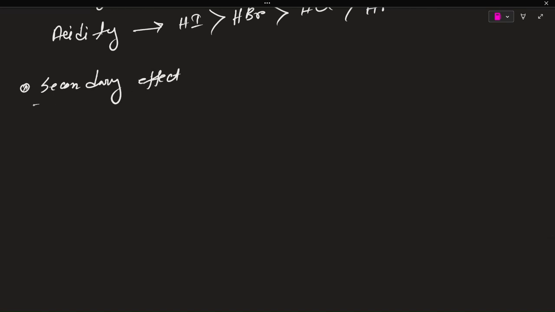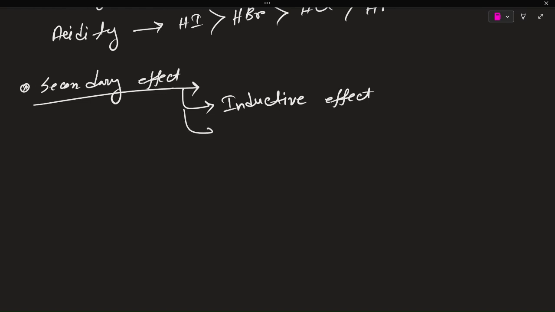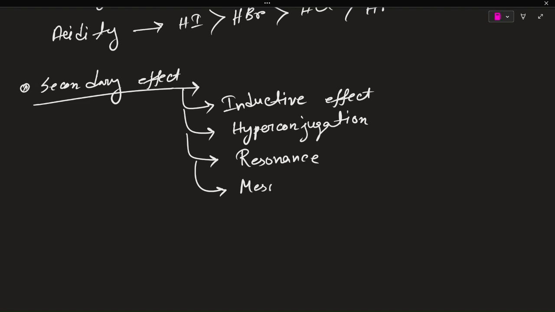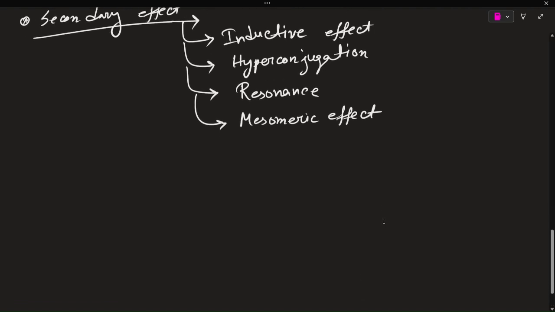Now the secondary effect. In the secondary effect, we will discuss basically four effects. One is the inductive effect. Next is hyperconjugation. Next, resonance. And isomeric. These are the four effects we have to discuss. Today I will discuss the inductive effect.